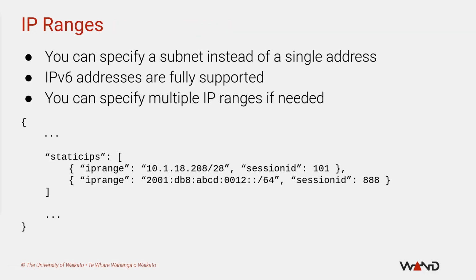Larger IP address allocations can be expressed using the conventional technique of network/prefix length. So for instance, if our target user had been assigned an entire IPv4 /28 for some reason, then we can tell OpenLI to intercept the whole range by setting the IP range property to 10.1.18.208/28. You can also configure IPv6 addresses and ranges using the IP range property, and you can include multiple static address ranges for a single intercept target by simply adding more entries to the static IPs list.